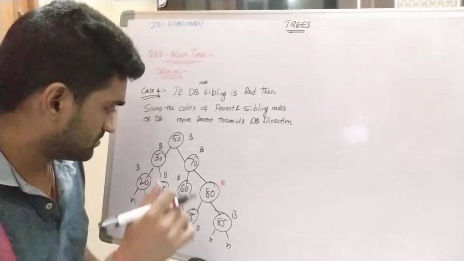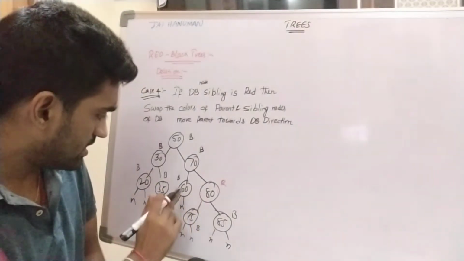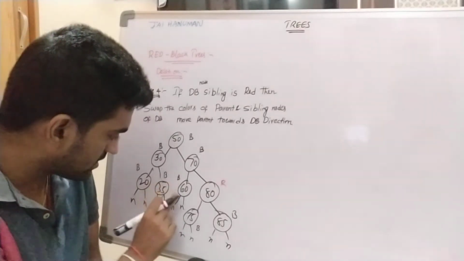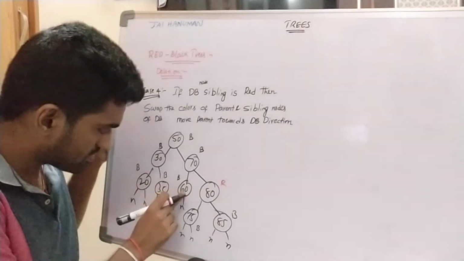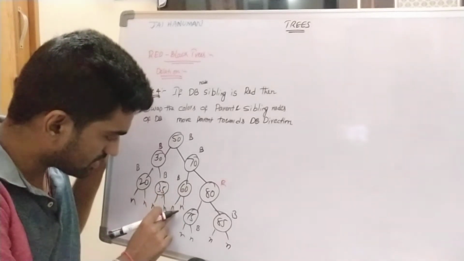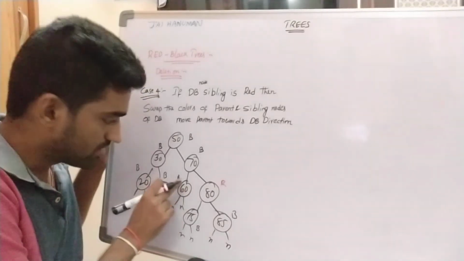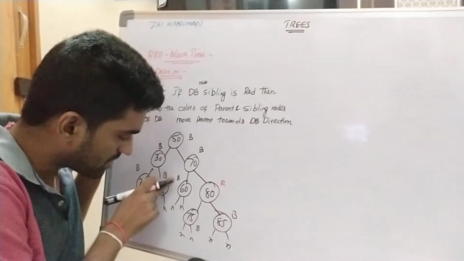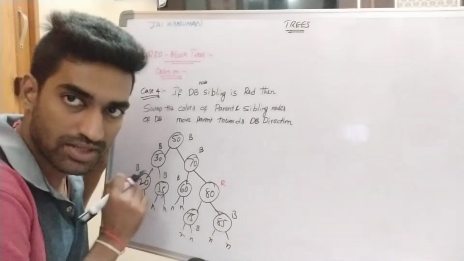So here I want to delete 60. After deleting 60, this node becomes double block node. Why? Because it can be replaced by its nil children. The deleted node color is black, and its nil children color is also black, so that's why this node becomes DB, right?